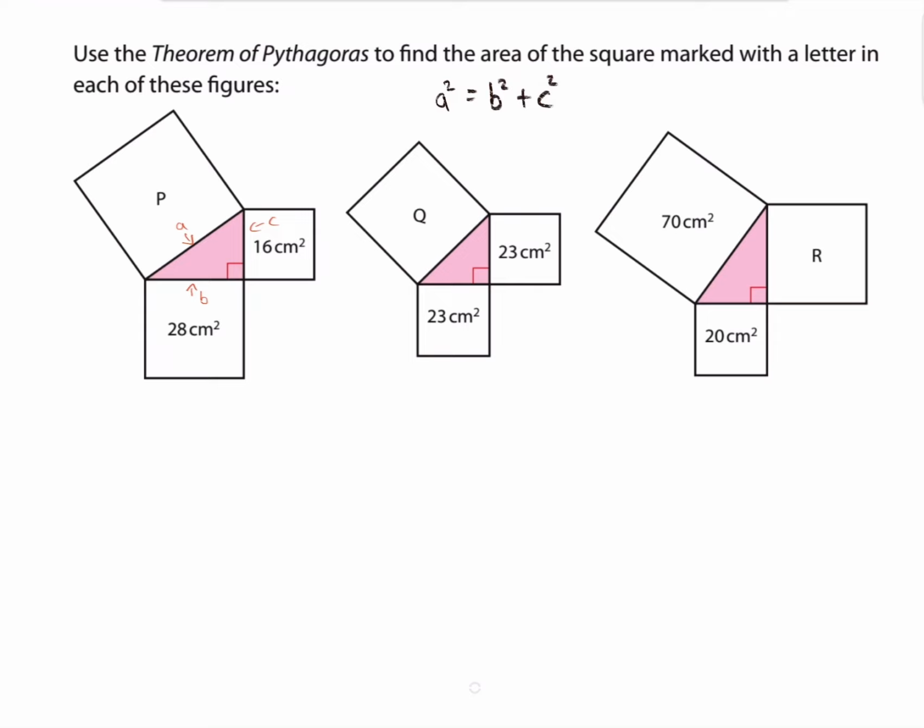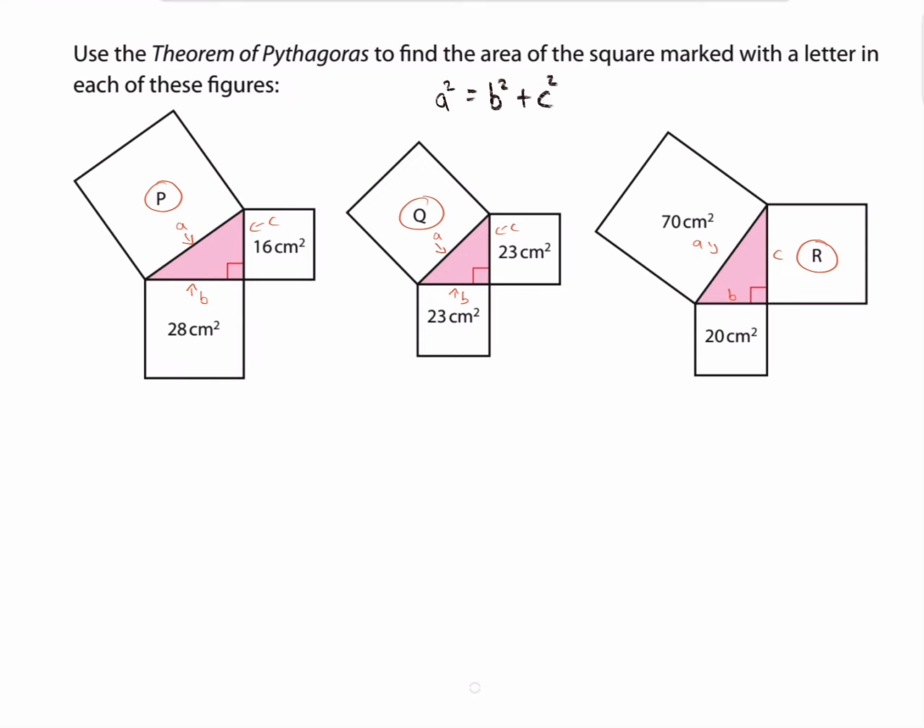Okay, so hopefully you said that this side was A, and then you can say that this side is B and this side is C. And over here, this side is A, this side is B, and this side is C. Okay? Now we want to figure out what P is, what Q is, and what R is.